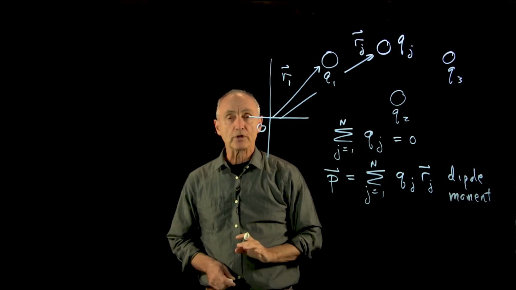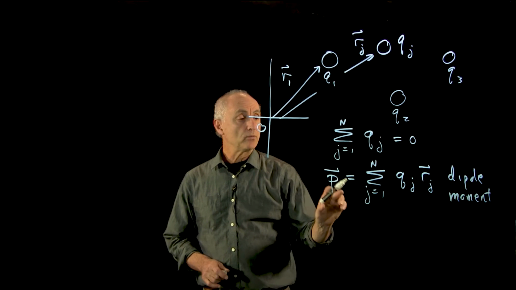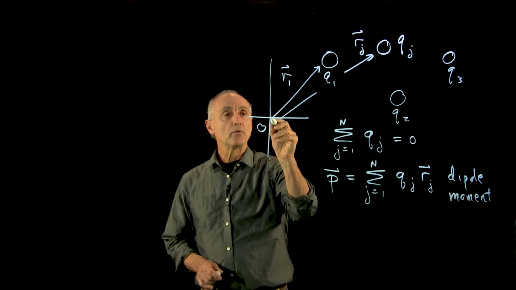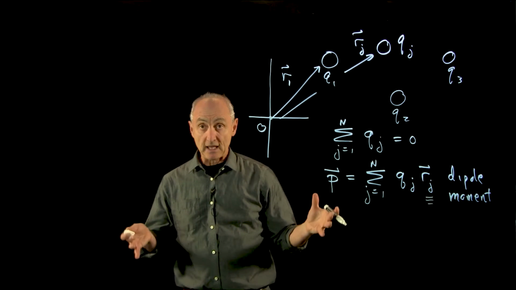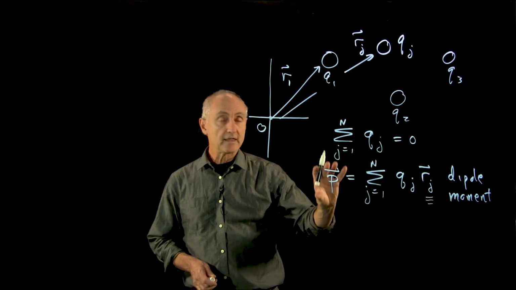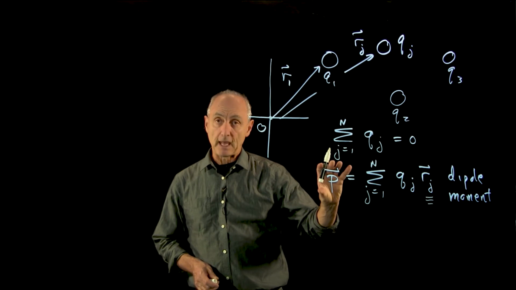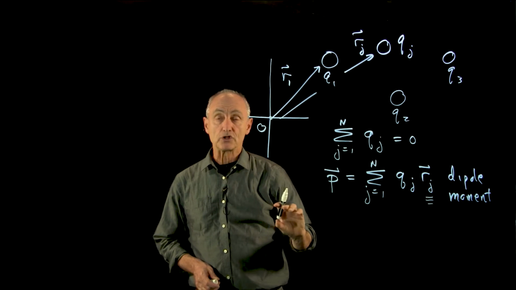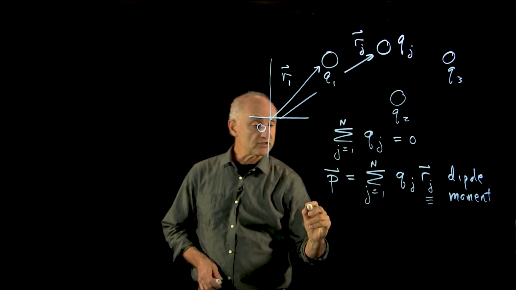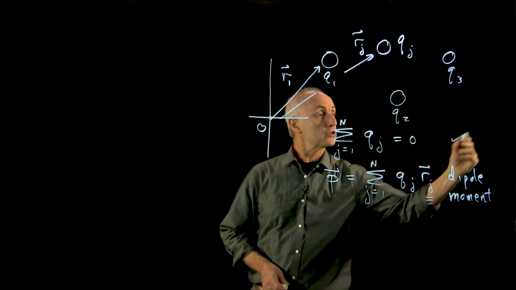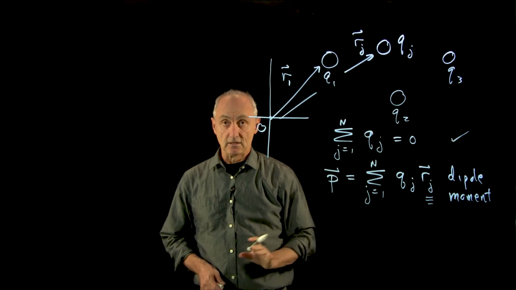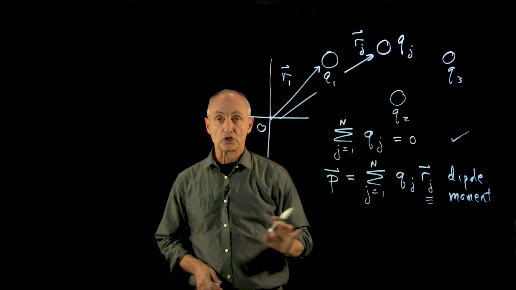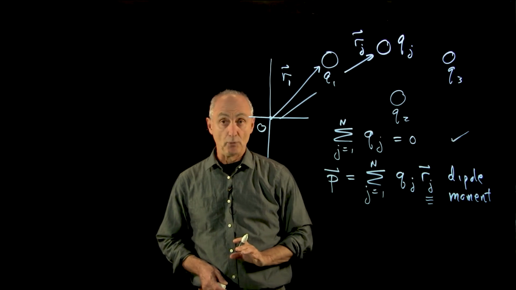Now, there's a number of important things to look at here. We've chosen an origin and the quantity rj seems to depend on the location of the origin, so does this dipole moment depend on our choice of origin? And the answer is no. This is because the total charge of the distribution is 0, this quantity is independent of the choice of the origin. And we'll show that explicitly in a moment.